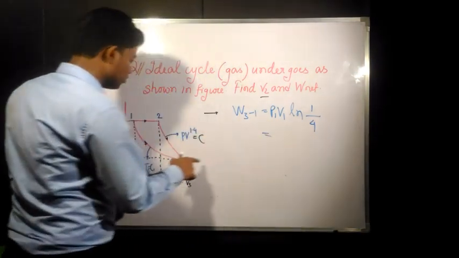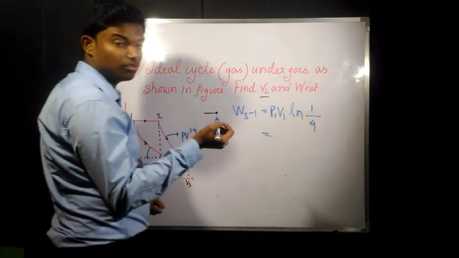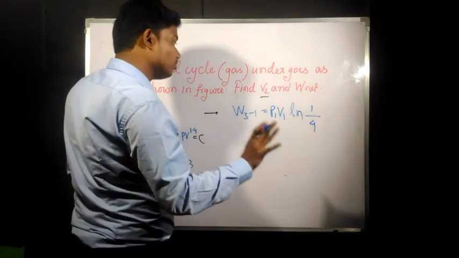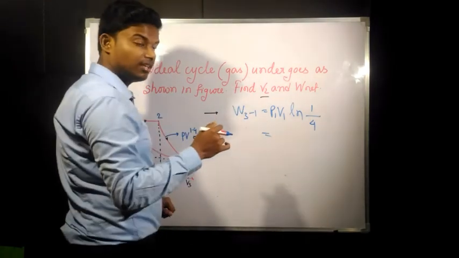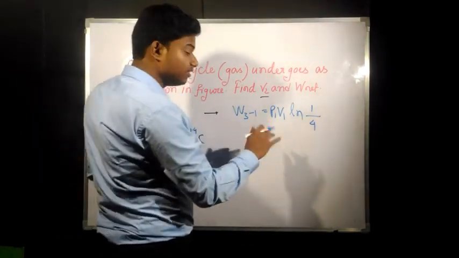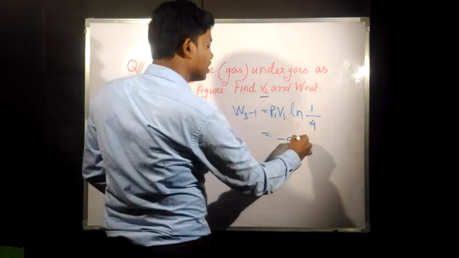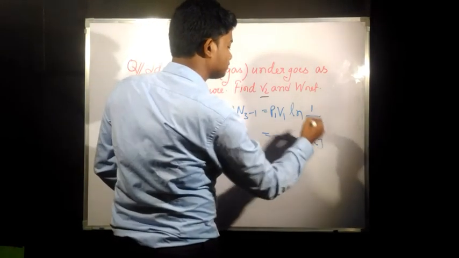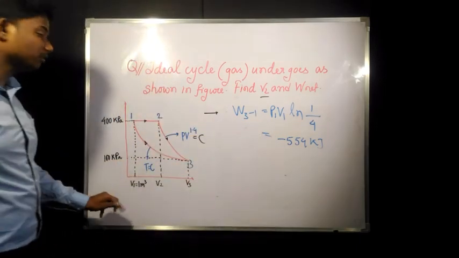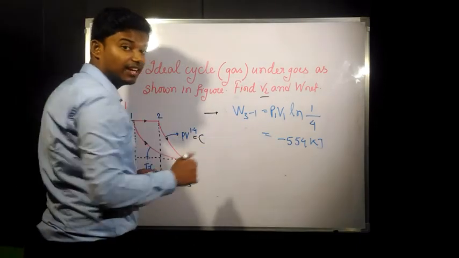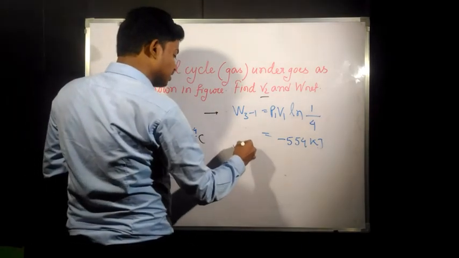So this is a compression work, and compression work is always going to be negative. Also, if you do not remember this and directly calculate it, you will find that it comes out negative. So this is going to come as 554 kilojoule. P1 is known, V1 is known. You can easily put them in and get the value as minus 554 kilojoule.